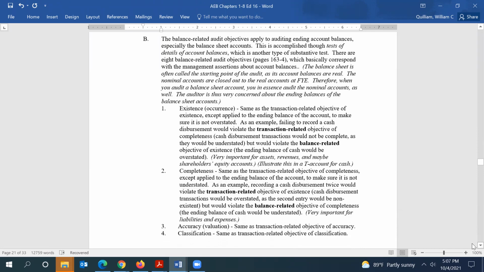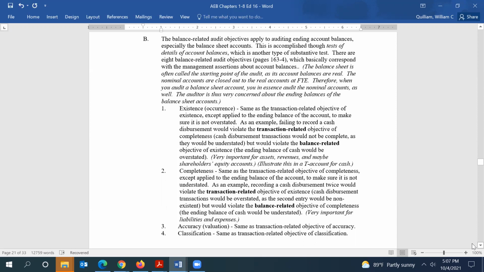Well, here I've got the balance-related audit objectives. That list sounds familiar, just like the management assertions, and they apply to auditing ending account balances, especially those balance sheet accounts, the real accounts. This will be accomplished through tests of details of account balances, and that's another type of substantive test, as we know. Substantiating the ending balance of real accounts.